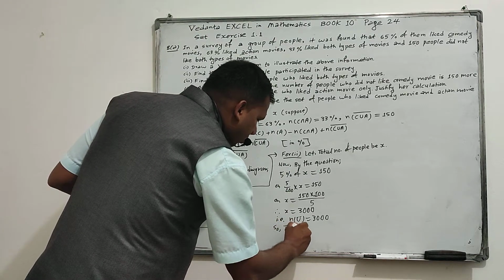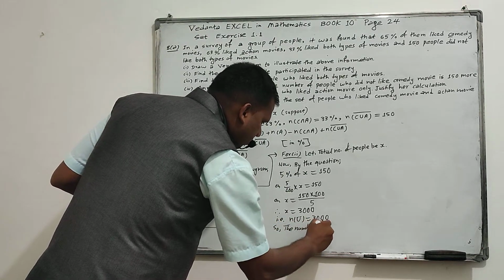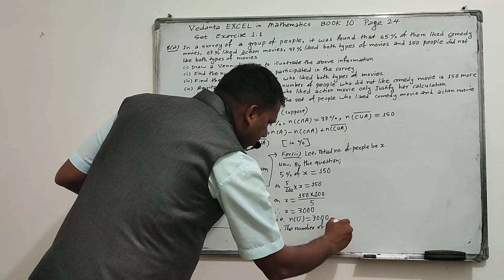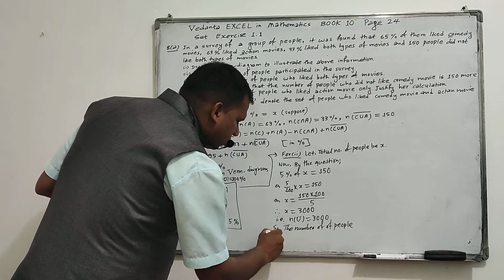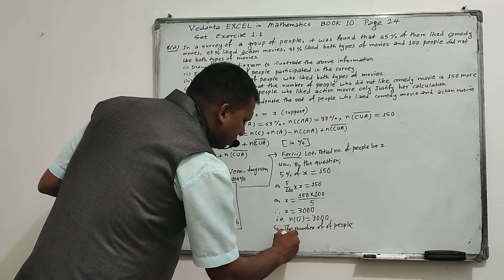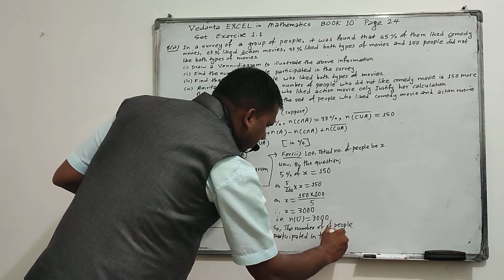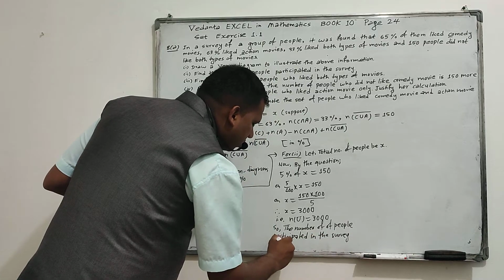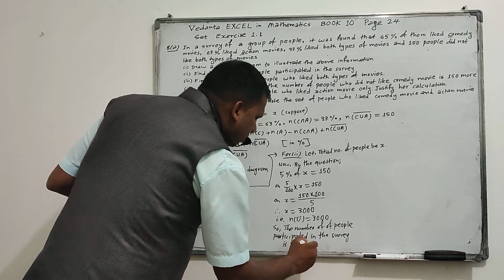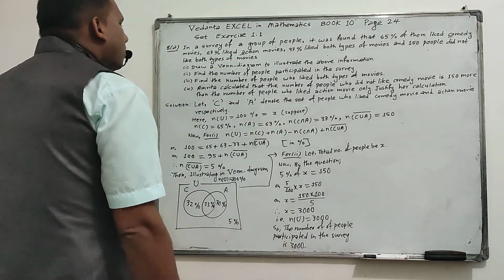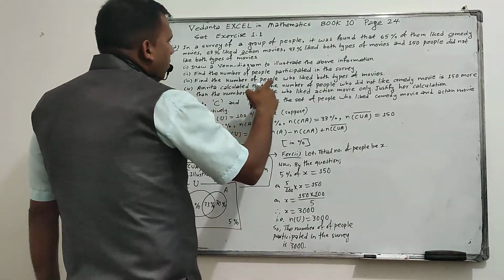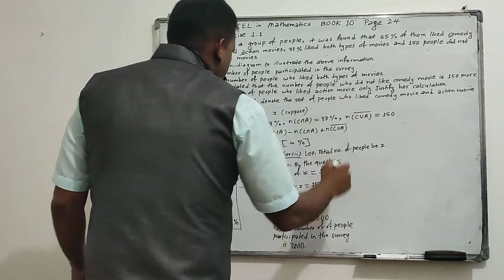The number of people who participated in the survey is 3000. Now for 3, find the number of people who like both types of movies.